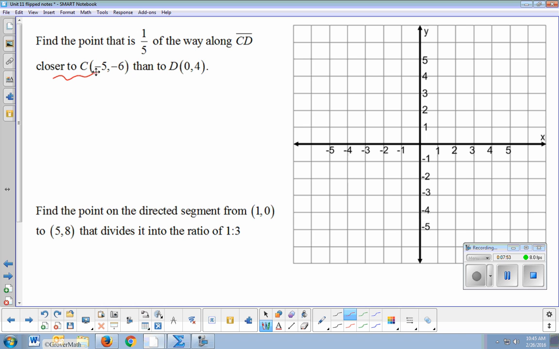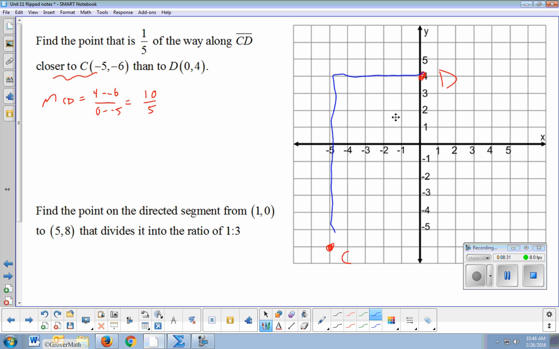So a fifth of the way along CD, and we could plot these just for a reference here. Negative 5, negative 6, that's C, and 0, 4, that is D. So a fifth of the way from C. So again, I want to figure out what is the slope of CD. And so that is 4 minus negative 6 over 0 minus negative 5. That comes out to be 10 over 5. And I want to keep that unreduced because remember, again, that's saying up 10 over 5. That's the one giant step.